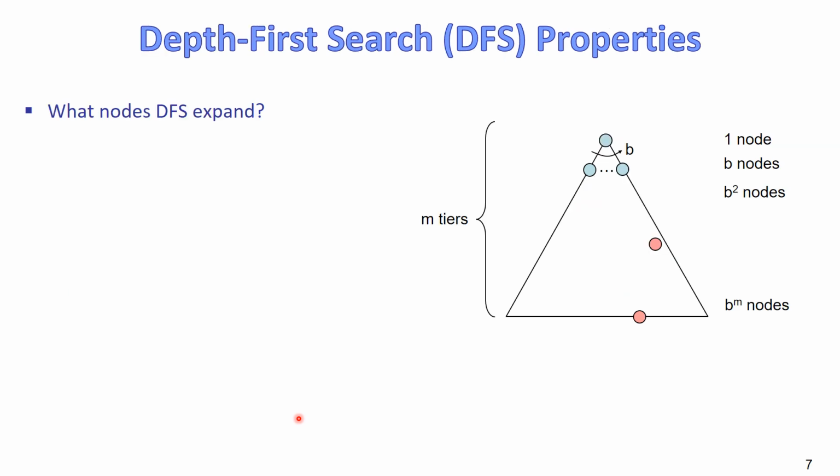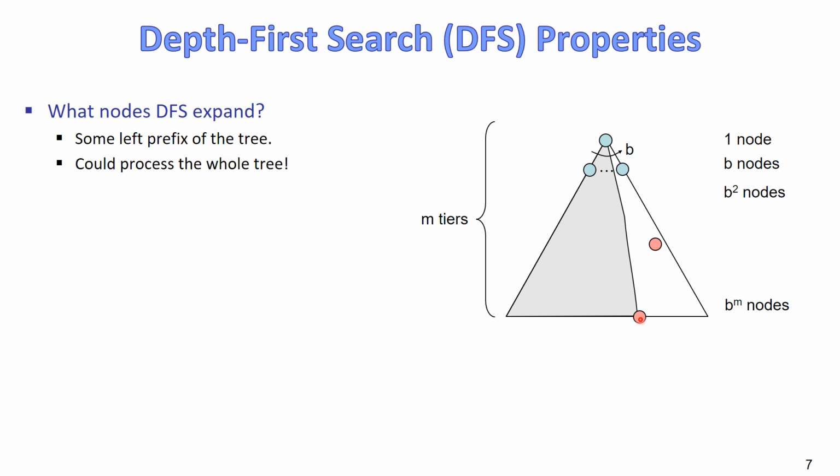Now, if we want to examine the properties of DFS, or depth first search, what nodes will DFS expand? If you think about DFS, we will move deep and from the left to the right. As we move forward in the algorithm in time, we process more nodes from left to right, until we reach the first solution, going deep and from left to right in the tree. So the nodes that we will expand are a kind of left prefix of the tree, that left part of the tree, and in the worst case we might process the entire tree.